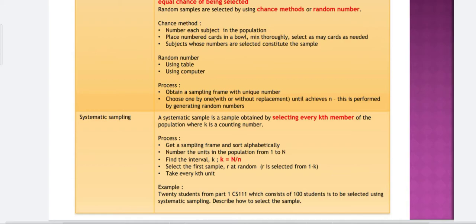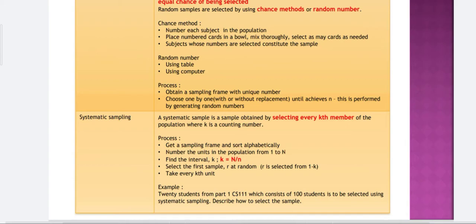Yang kedua, okay, tadi sort and then numberkan dia. Sort dan numberkan satu sehingga berapalah you punya population size. And then find the interval k, population size divide dengan sample size, dan you akan dapat nilai k. Contohnya population ada 100, sampel yang kita nak select adalah 20. So k will be 100 divide 20, you will get 5. So means that we need to select the sample for every 5 object will be our sample. So contohnya tadi k kita 5.